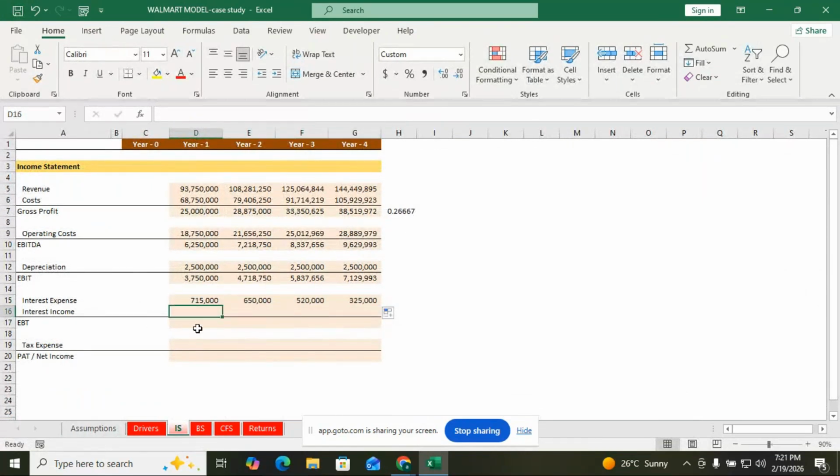And there is no interest income, so you directly come to the EBT, earnings before tax. So equals to EBIT minus interest expenses.